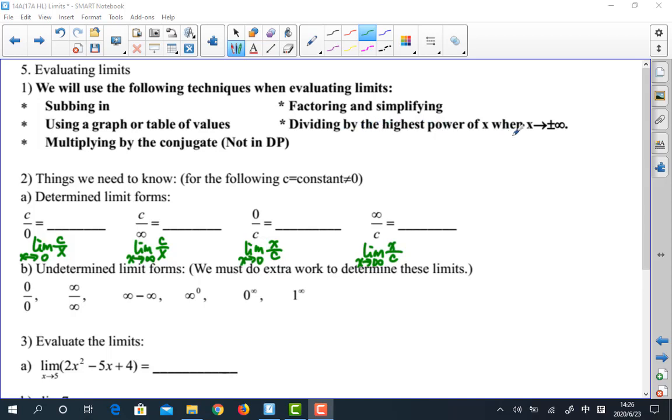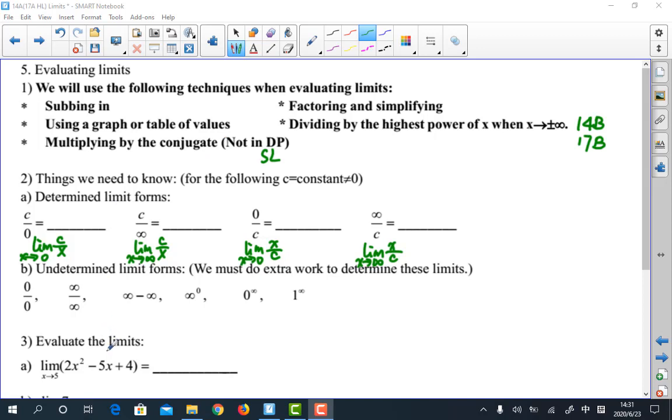Dividing by the highest power of x when x approaches positive infinity or negative infinity, we will focus on this technique in the next lesson, 14b for SL, 17b for HL students. Multiplying by the conjugate. But this technique won't be introduced at SL level. Only HL students need to work on this one. HL students will be working on this technique in the optional calculus.